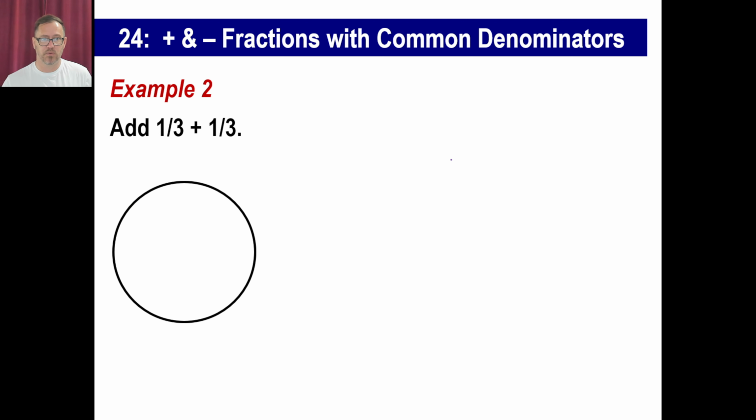All right, let's try another one. Add 1/3 plus 1/3. Same old denominators, right? So here's a third. I'm going to try to do this roughly. There's a third of the pie, and there's another third of the pie right here. That plus that, that's 2/3 of the pie.